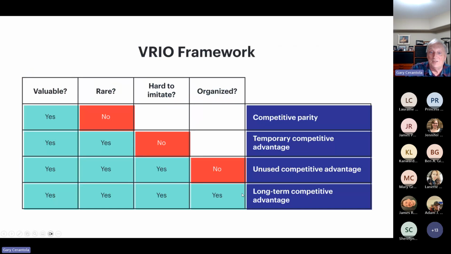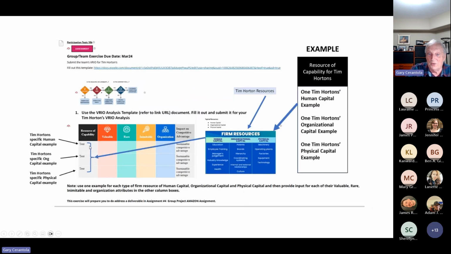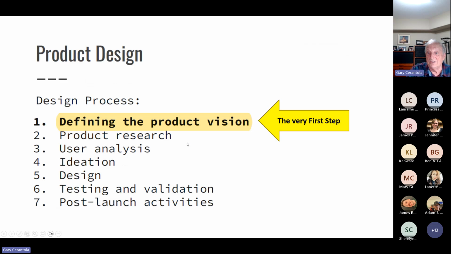But this is what you ultimately have to fill out, in that template that I asked you to do, the one with the three areas that you're given as examples. These three pieces. So you're filling this piece out, and then let's just talk about product design. And again, towards creating competitive advantage. And you can see the yellow arrow here. The very first step is defining that product vision. That's the very first step.